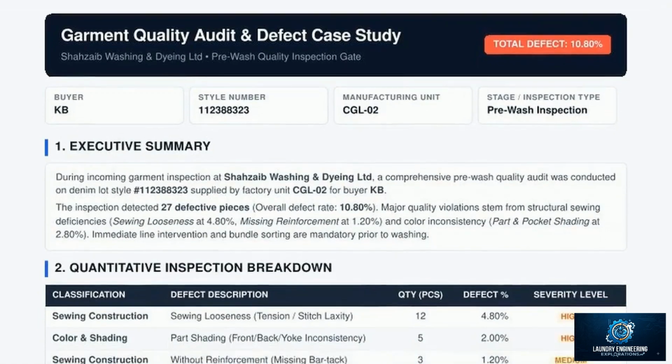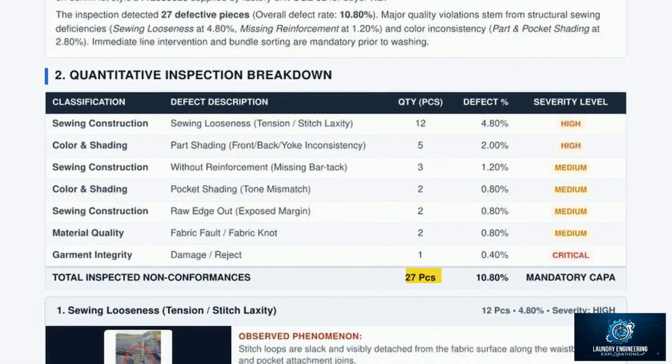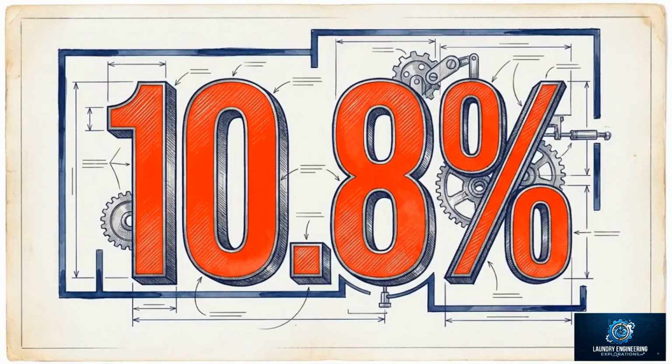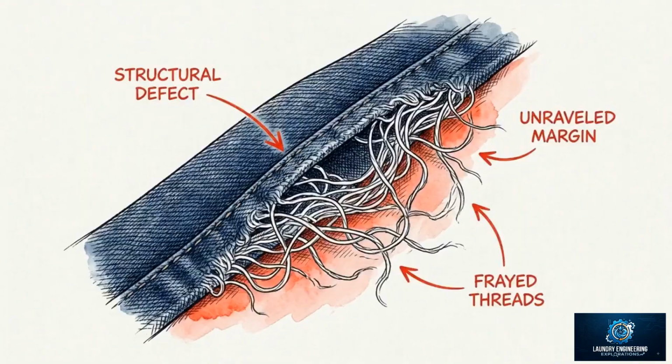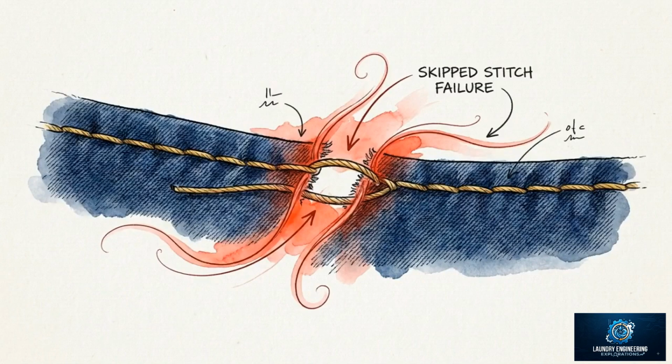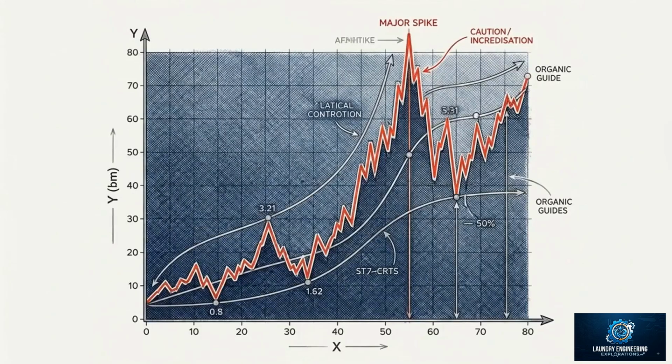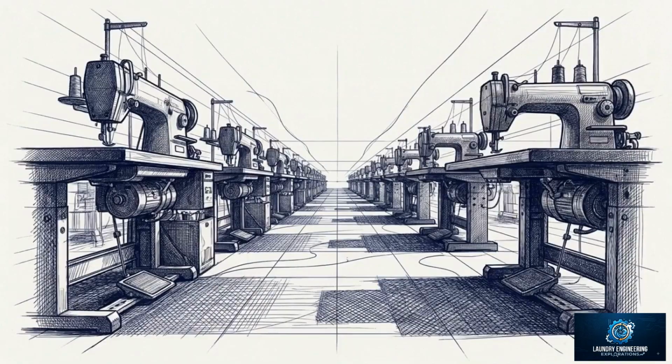In the quantitative breakdown, 27 pieces were pulled, categorized by type and scale, ranging from medium-level raw material flaws to high-severity structural issues. A failure rate this high is never random. Every frayed edge or skipped stitch serves as a precise statistical symptom of a failing system on the factory floor.